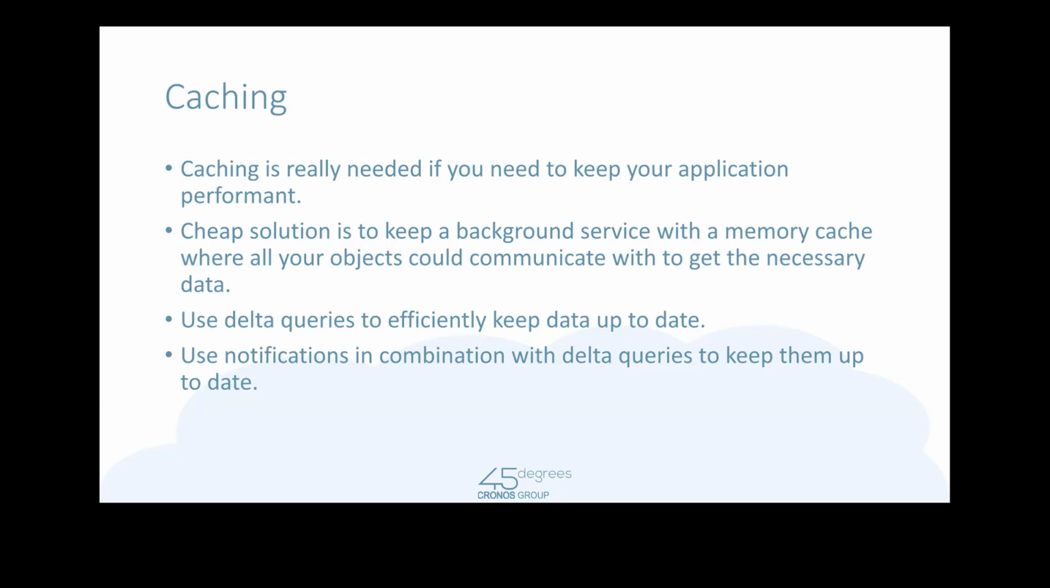I will show you what we're going to use in our next application. The cheap solution is to keep a background service with the memory cache where all your objects could communicate to get your necessary data, and then you can use Delta queries to keep everything up to date, and you can use a notification in combination with Delta queries to keep also everything up to date. The options are open. The thing is, then, if you're using a cluster or you're using multiple instances of your services, then you're going to have different memory caches, and that's not okay.